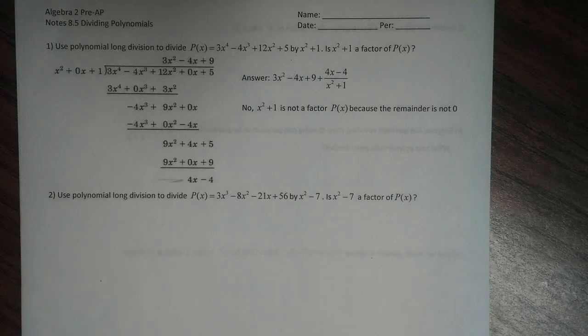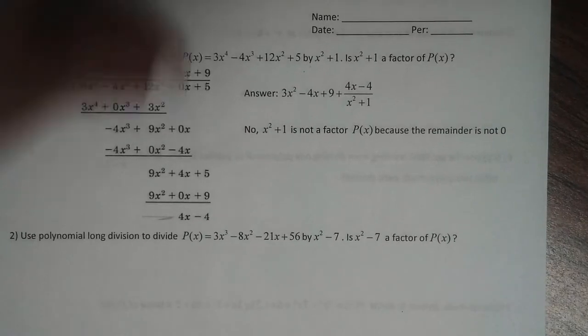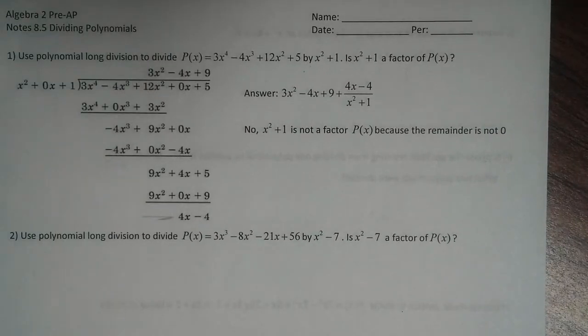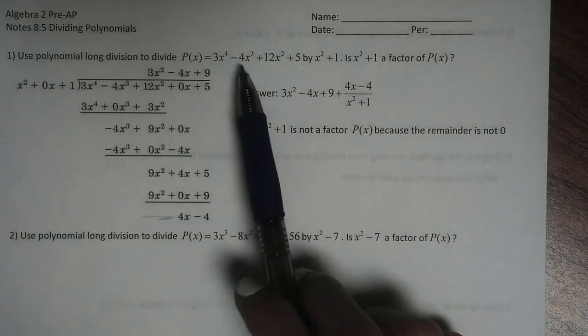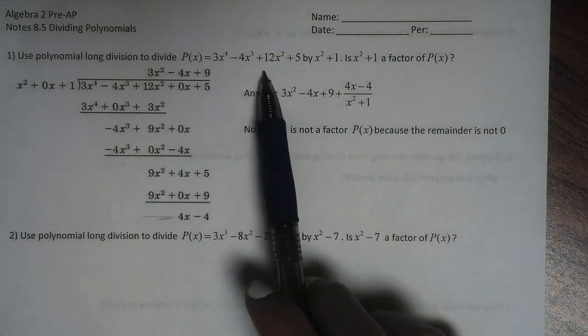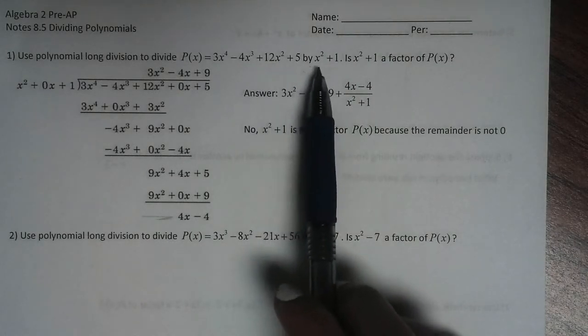Okay, so today we're going to do examples 8.5, which will be covered on your next quiz. 8.5 is something called dividing polynomials. So today I'm going to teach you how to divide a polynomial like this one here, 3x to the fourth minus 4x cubed plus 12x squared plus 5. We're going to divide that by x squared plus 1.